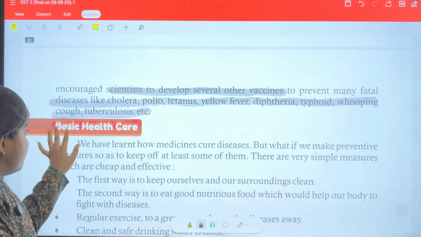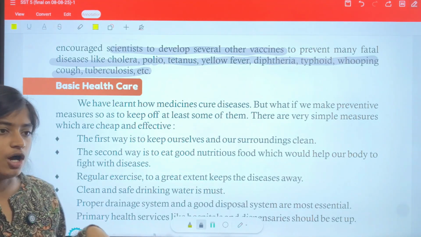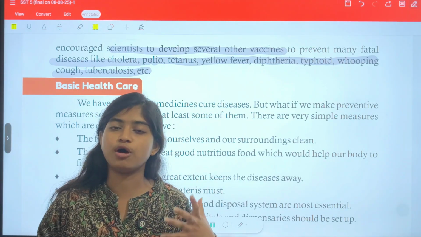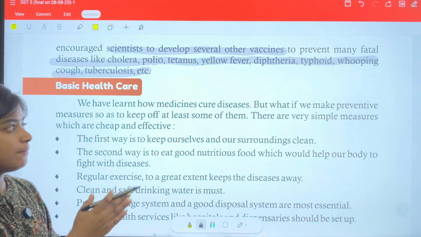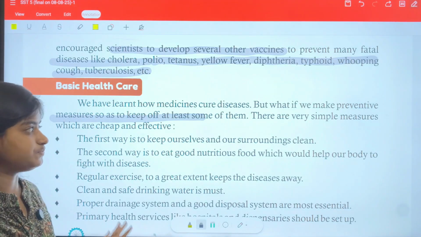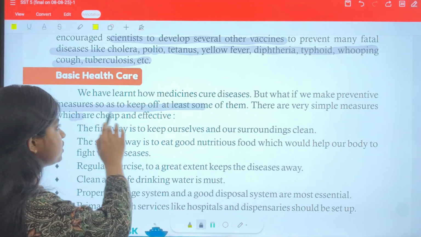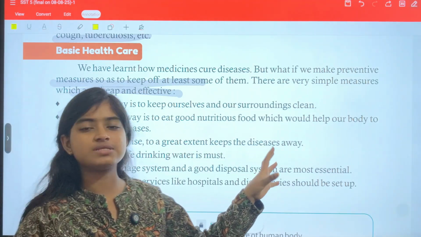Okay. Basically, here we have learned how medicines cure diseases. We have learned how medicines play a crucial role in maintaining a person's healthy and long life. But what if we take preventive measures so as to keep off at least some of the diseases? There are very simple measures which are cheap and effective also. The first way is to keep ourselves and our surroundings clean.